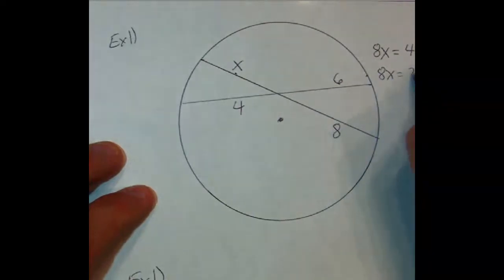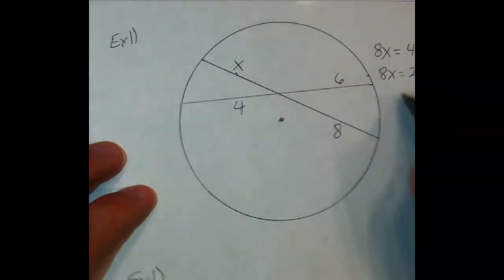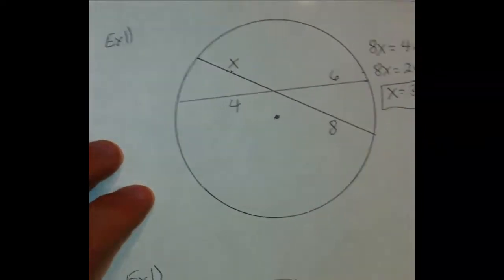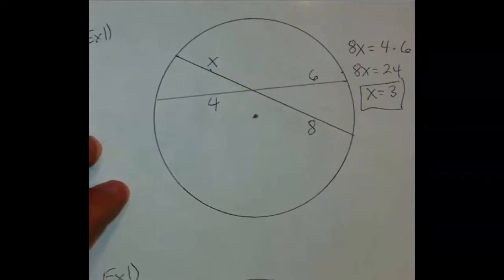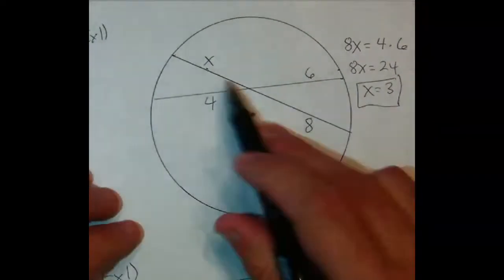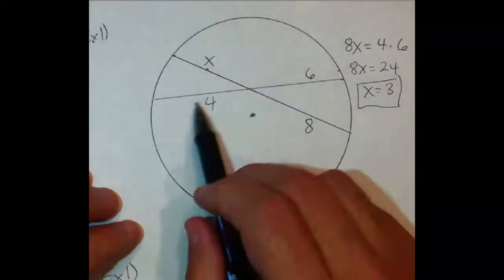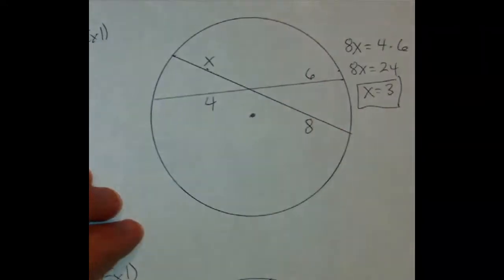8x is equal to 24. Divide, x equals 3. Now you can plug the number in and you'll notice how this will be equal. 3 times 8 is 24, 6 times 4, 24. And that's all you have to do.